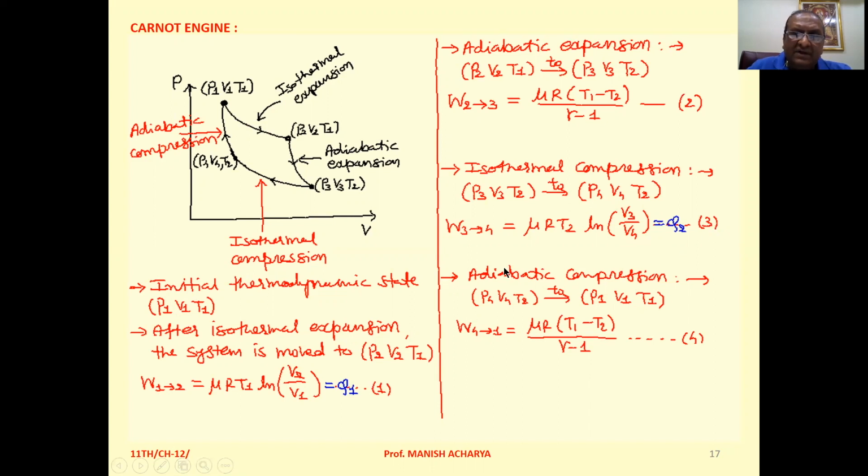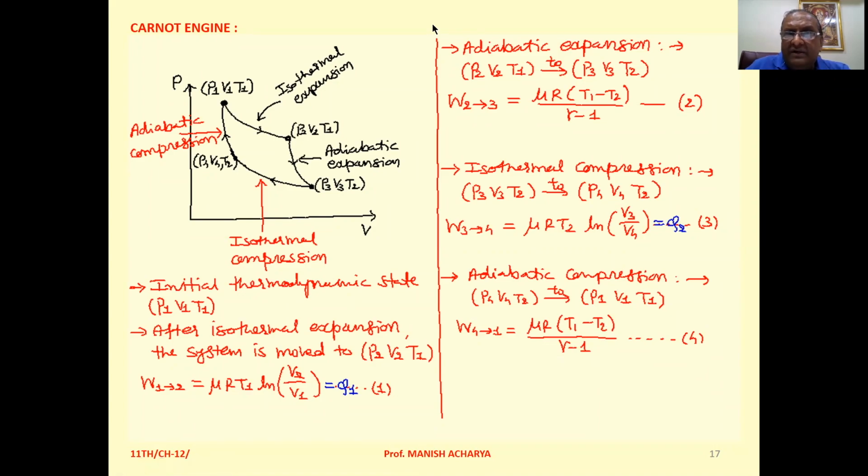Then the fourth thermodynamic process, adiabatic compression. With adiabatic compression, the system moves from the final thermodynamic state 4 to the initial thermodynamic state 1. So pressure goes from P4 to P1, volume from V4 to V1, and temperature from T2 to T1. Clear? In this process, we can write the equation for work done W41, that is mu R (T1 minus T2) upon gamma minus 1, equation number 4.